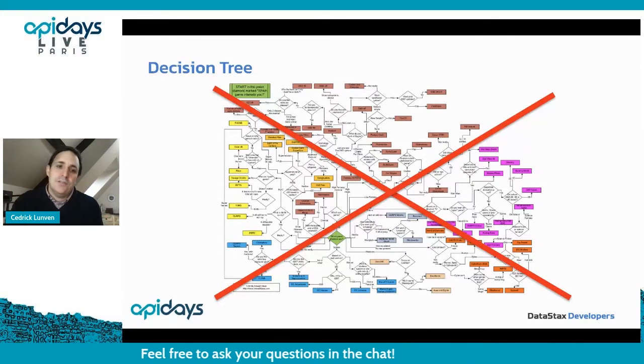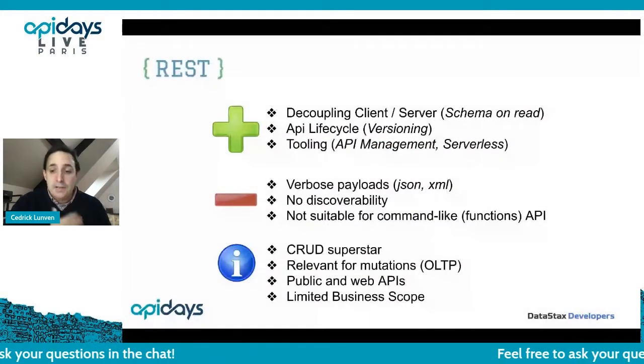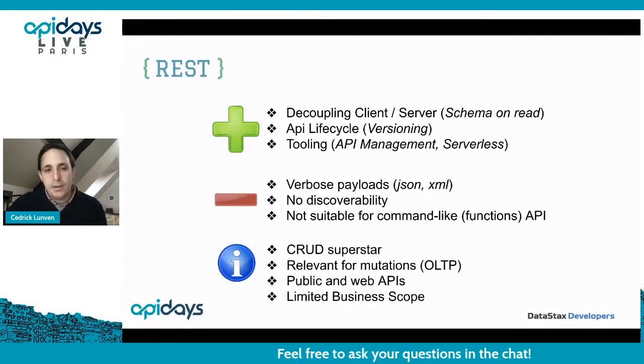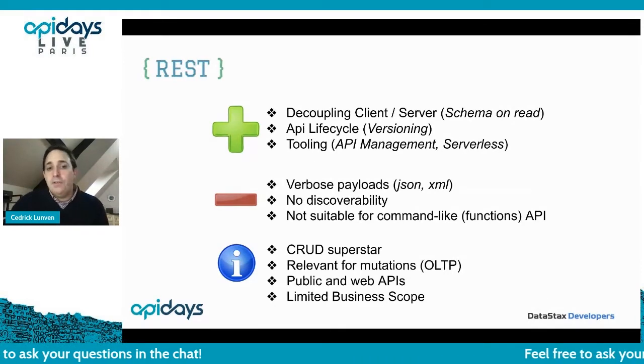So instead of just the decision tree, this is my own feedback. I've implemented the same API in the 3 technologies, and this is what I think about them. So REST is still king. Decoupling client server, okay? Great for API management and tooling.